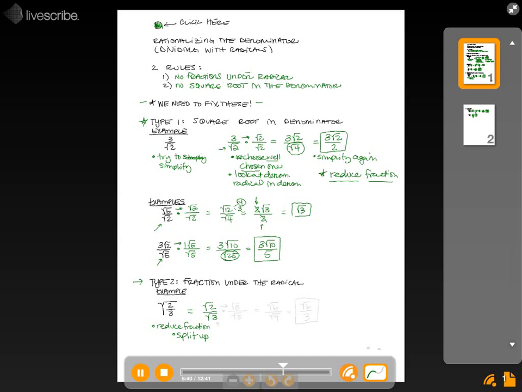Now it looks like the problems that we did for type 1. There's a root in the bottom that we need to get rid of. So we follow the same steps we did for type 1. At the top, we try to simplify the radicals. We can't break down root 2. We can't break down root 3.